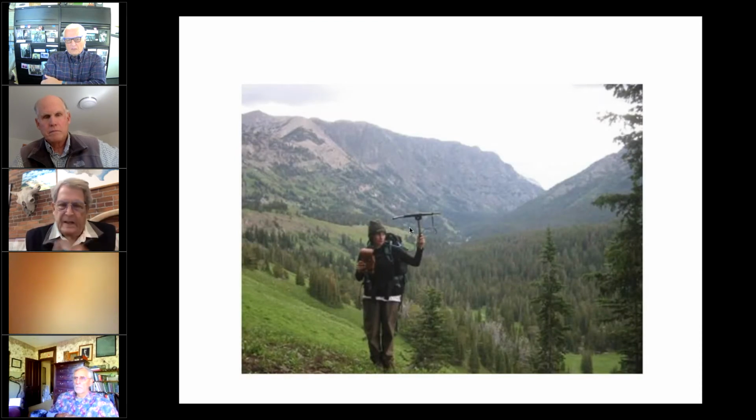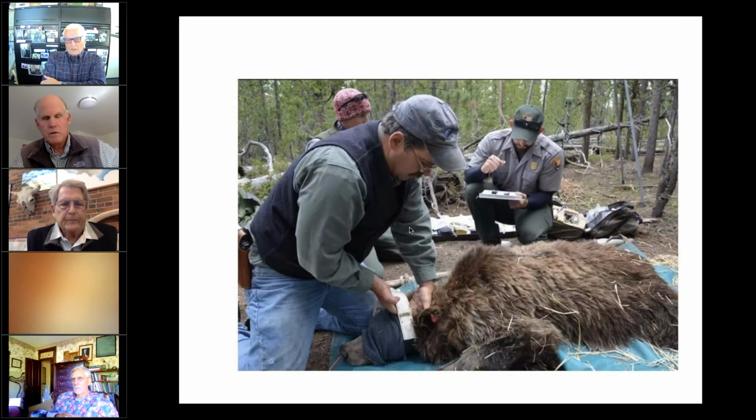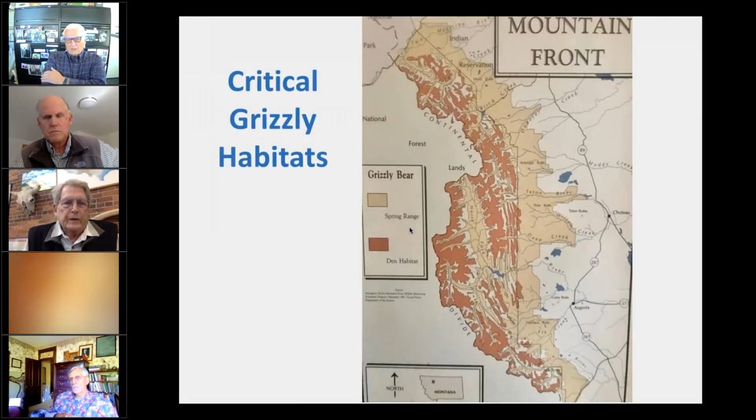Here you see a researcher out there using radio telemetry along the front to help in bear tracking. And here they're putting a radio collar on a trapped grizzly. It was the result of these ground truthing efforts that led to the creation of these maps that showed where the seasonal habitats were. Here you can see spring range and summer range and denning habitats for the grizzlies.